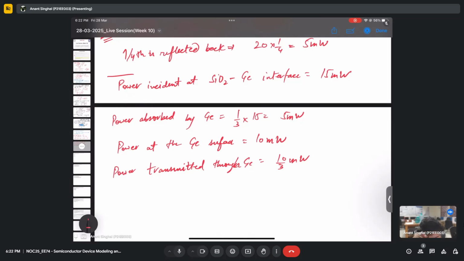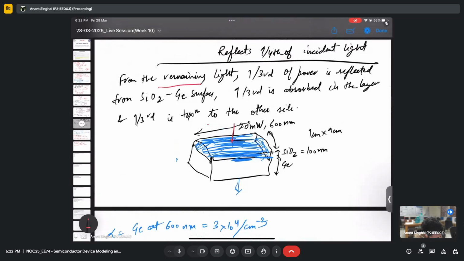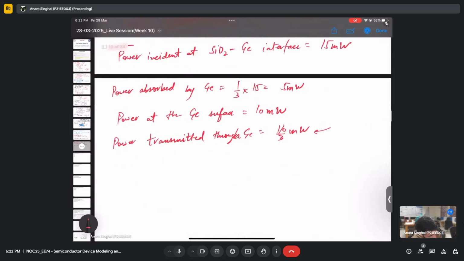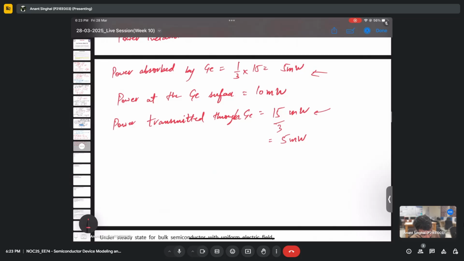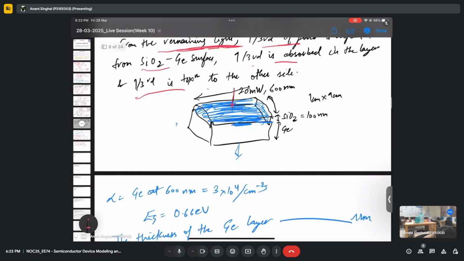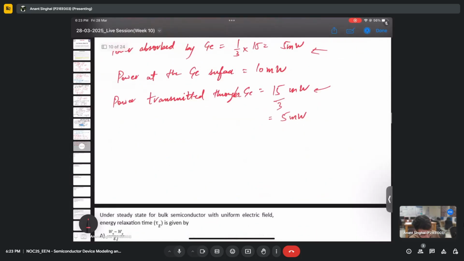Okay, sorry, it is not from the surface, I guess. What was the problem? Okay, from the remaining only 1/3 is reflected. So 10 was left. Okay, from that only 1/3 is absorbed and 1/3 is transmitted. So it should not be 10 by 3, it should be 15. From 15, 5 is transmitted, 5 is absorbed, and what has happened to the remaining 5? Okay, 5 is reflected back. So this is how it says.